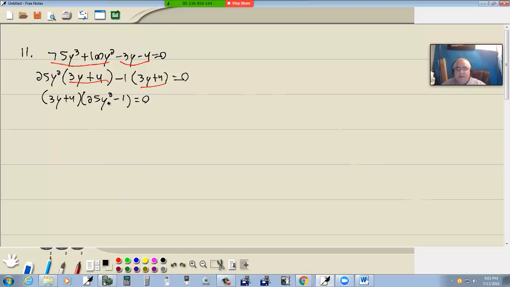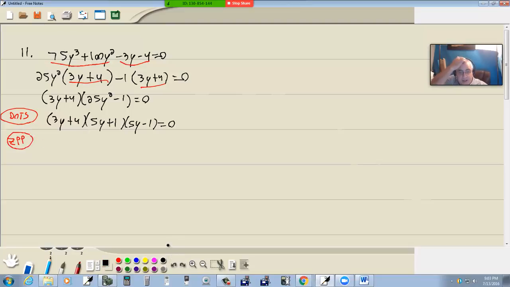Now 25y squared minus 1, that's two terms with a minus. That's difference of two squares. So this becomes 3y plus 4 times 5y plus 1 times 5y minus 1. Now at this point, this is the zero product property, just what we saw in the last section. Doesn't matter how many factors you have. If you have 0 on one side and you've written the other side as a product, you just set each factor equal to 0. So I set 3y plus 4 equal to 0, 5y plus 1 equal to 0, 5y minus 1 equal to 0.